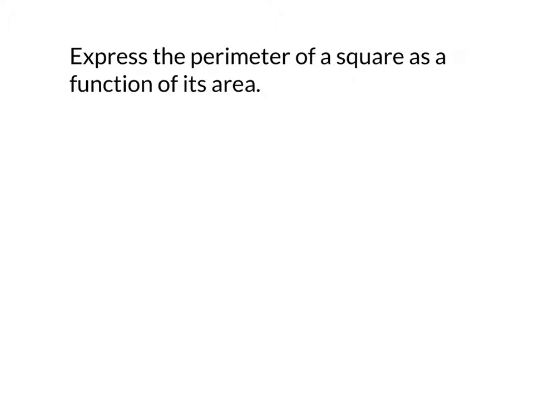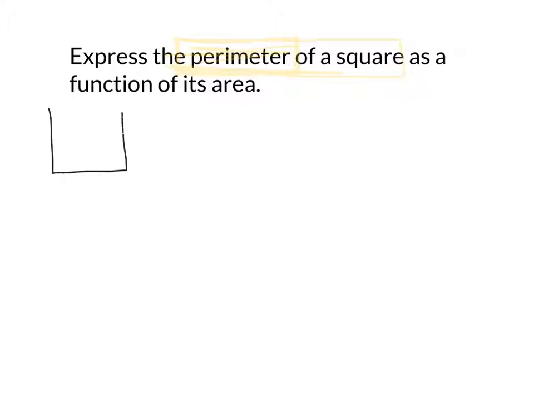So in this problem, we're asked to express the perimeter of a square as a function of its area. So our answer is going to be a perimeter equation, but with a little bit of a twist. Okay, so we're going to start with what we want, and that's perimeter. So let's write down the perimeter formula for a square.